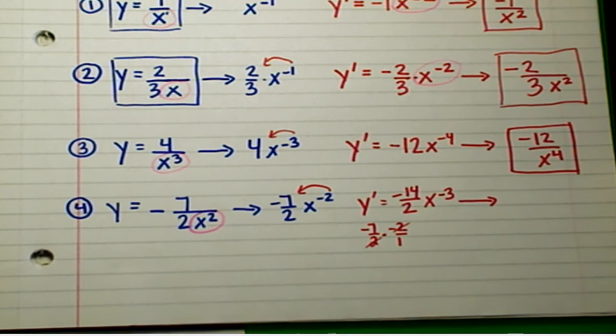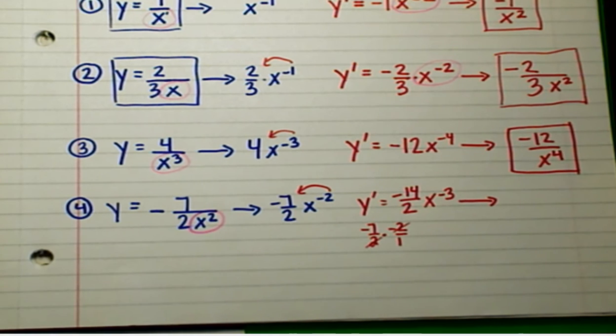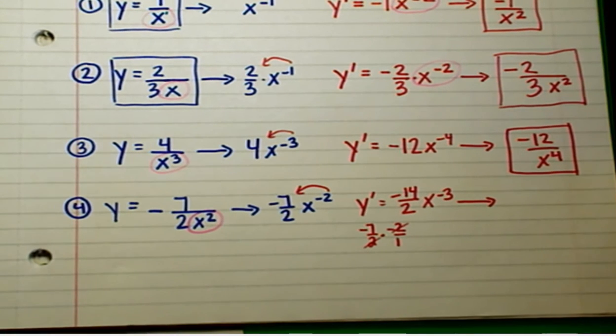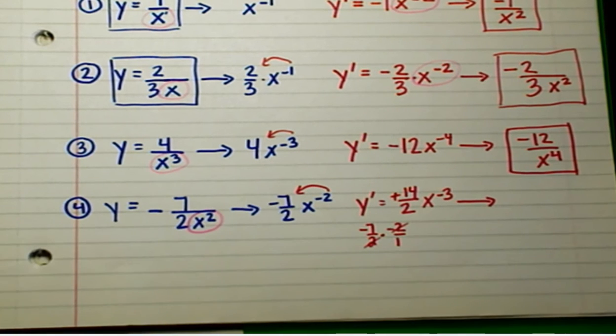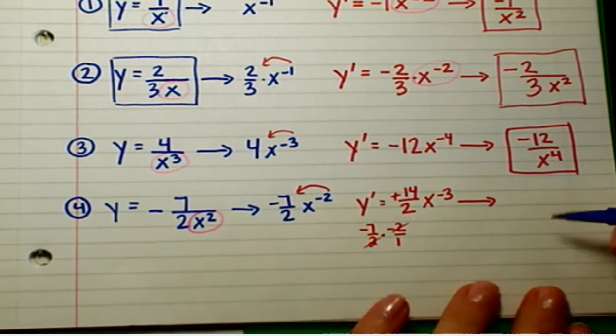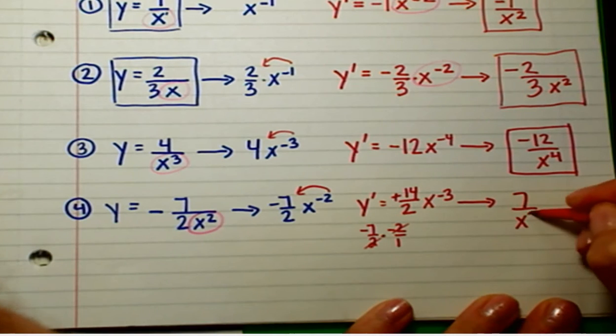Okay, so for the final answer, Ian, can you reduce and rewrite it? Is it positive 7 or negative? Thank you. Okay, Ian, can you reduce the numbers and put the x in the correct spot? Yeah, 7 over x cubed. Yes. Awesome.